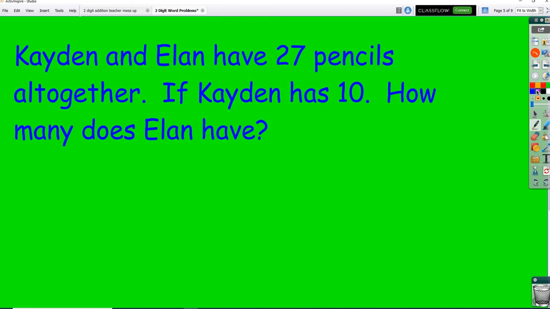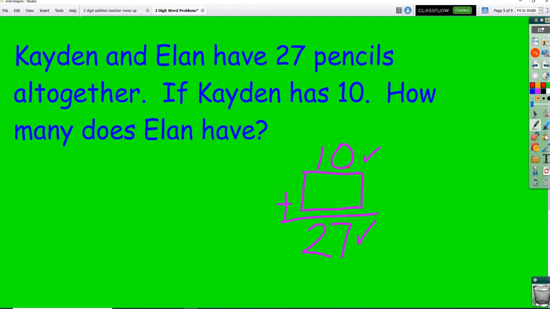So this one's going to kind of look a little bit different. We know that the boys have 27 all together. That's kind of the answer. And then we know that Kayden has 10, but we don't know how many Elan has. So I'm going to put a box there because we don't know. That's what we're trying to figure out. We know that Kayden has 10, and we know they had 27 all together. So if I look at this problem, I bet we could figure out what number would go in the box right there.